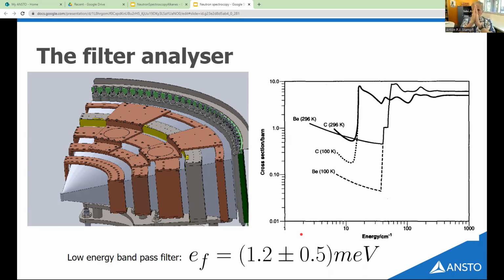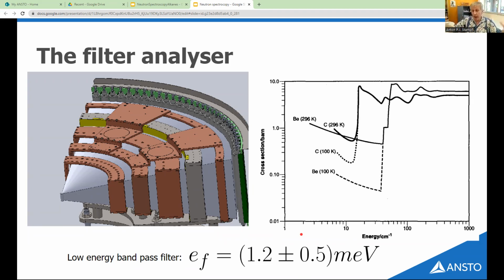It's not a line. It's not like an analyzer that you would get, say, a crystal analyzer, which can be sharper. But what's nice about it is it's constant, right? No matter what the incident energy is, we always have the same window. We're always looking at the same window, 1.2 plus or minus 0.5 meV. Okay, so that's the beauty of it. And because we've got all this bank of detectors, we're getting a large swathe of scatter, which is really nice.